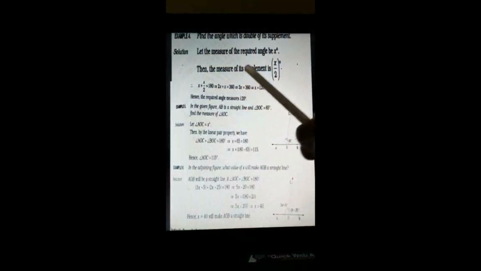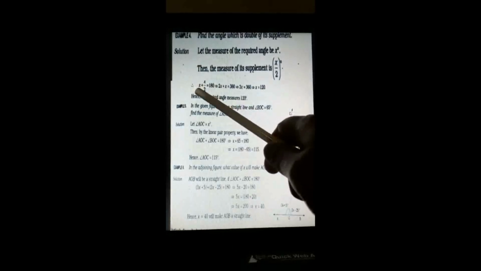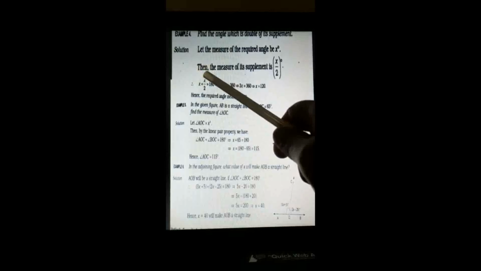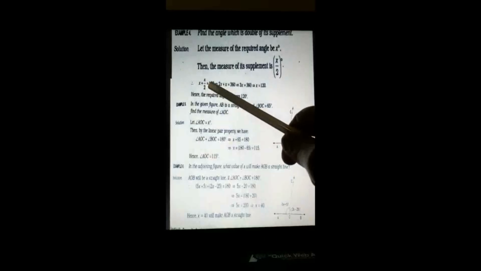Then the measure of its supplement is x upon 2 degree because it is half. We want this angle. We will be finding the value of this x. x plus x upon 2 is equal to 180. Now it becomes x upon 1 plus x upon 2. If you see, the LCM of 1 and 2 is 2. So 2 into x, 2x plus x. That means it becomes 3x upon 2 is equal to 180.